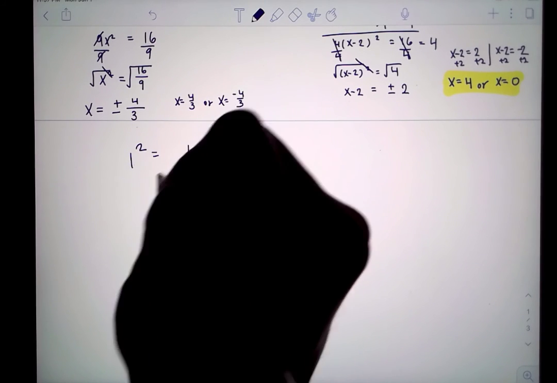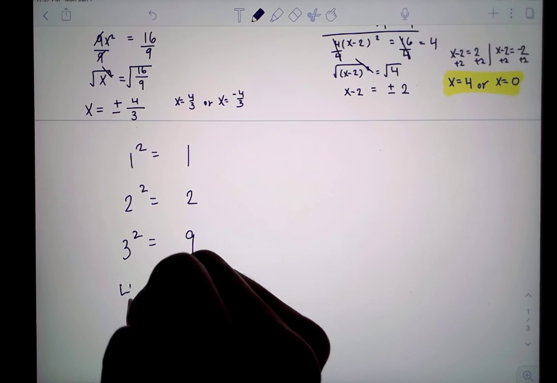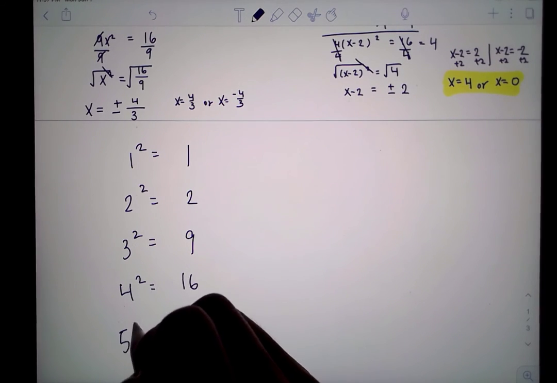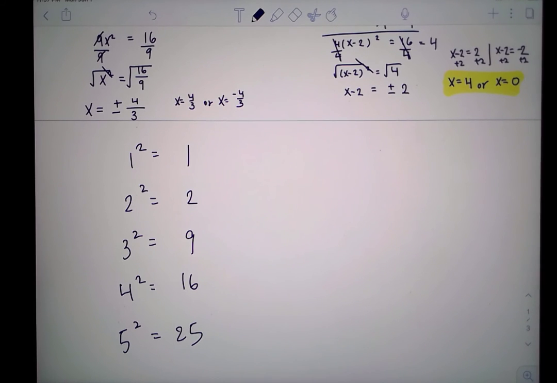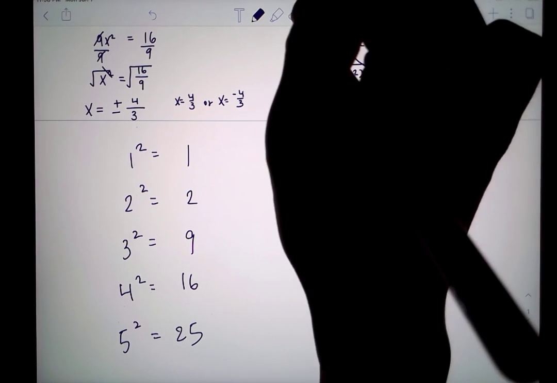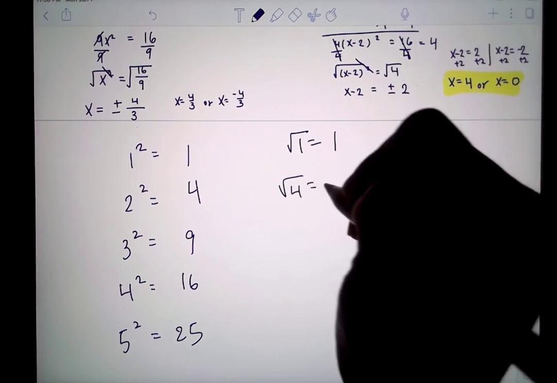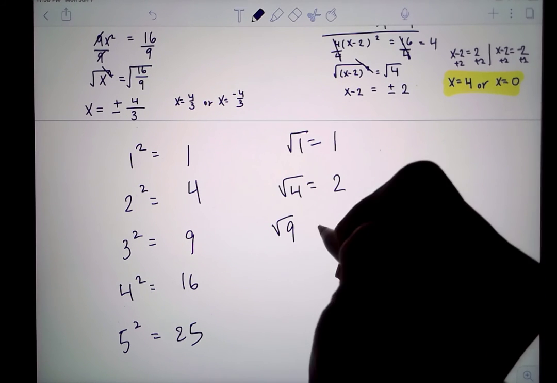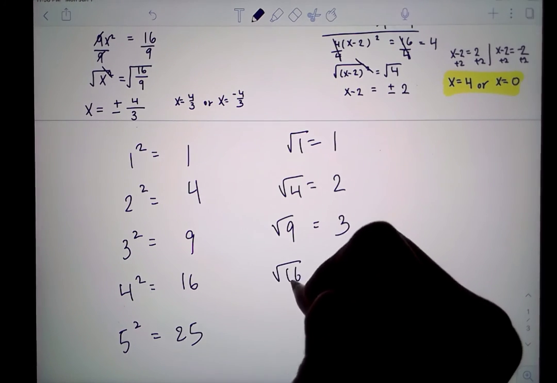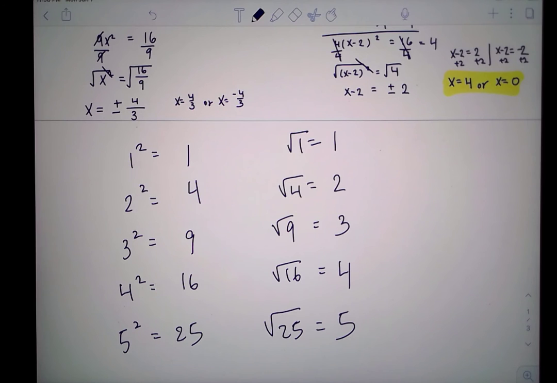And you know these square numbers, right? 1 squared is 1, 2 squared is 4, 3 squared is 9, 4 squared is 16, 5 squared is 25. So from here, the square root of 1 is 1. The square root of 4 is 2. The square root of 9 is 3. The square root of 16 is 4. The square root of 25 is 5. Like this. So I want you to remember these numbers.